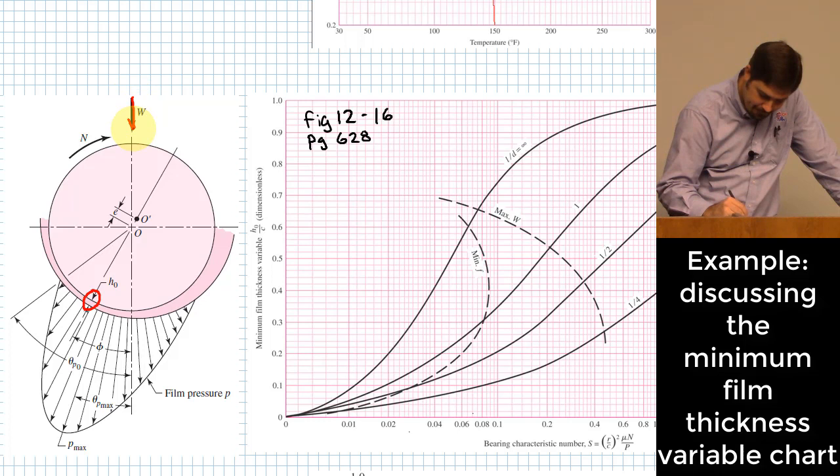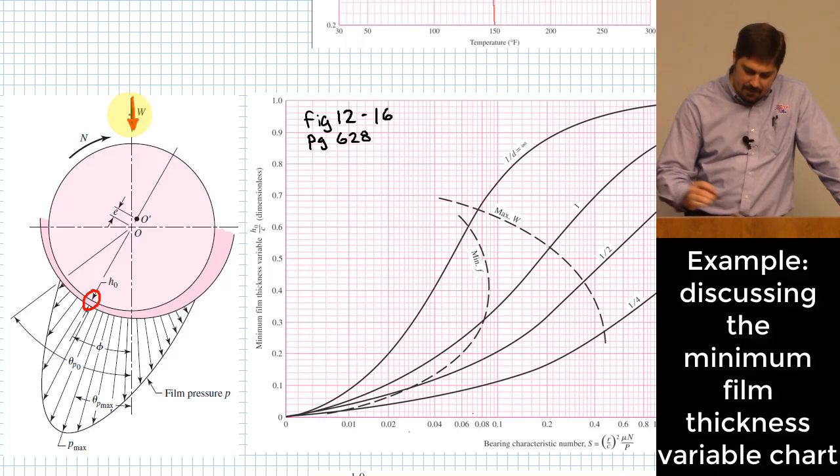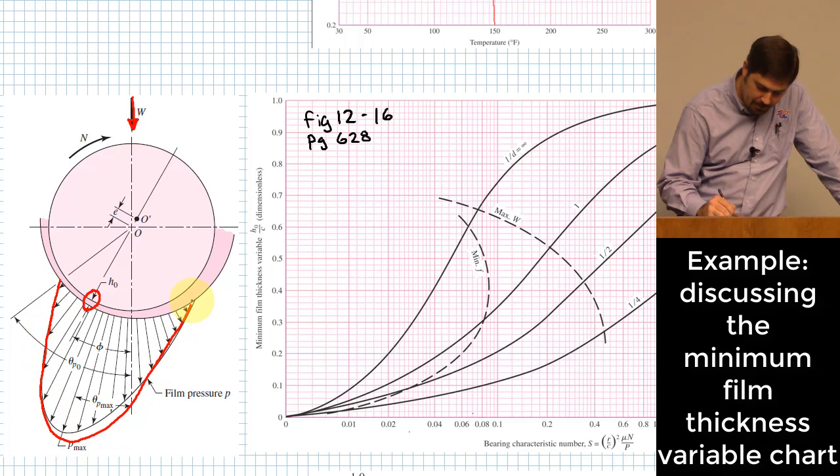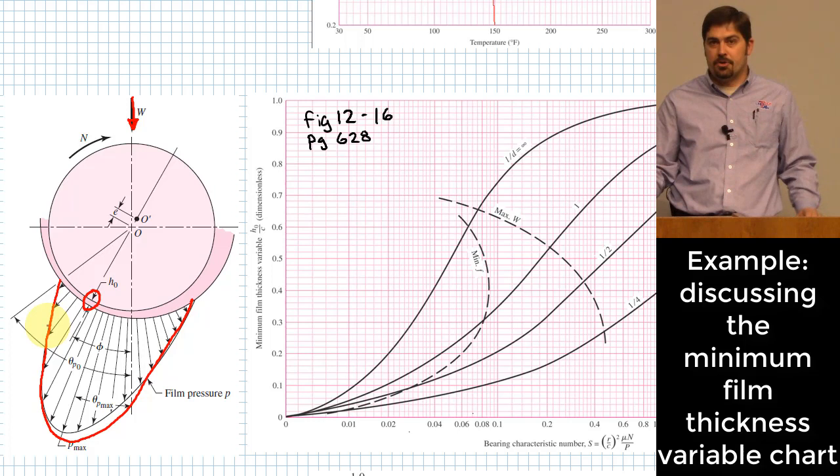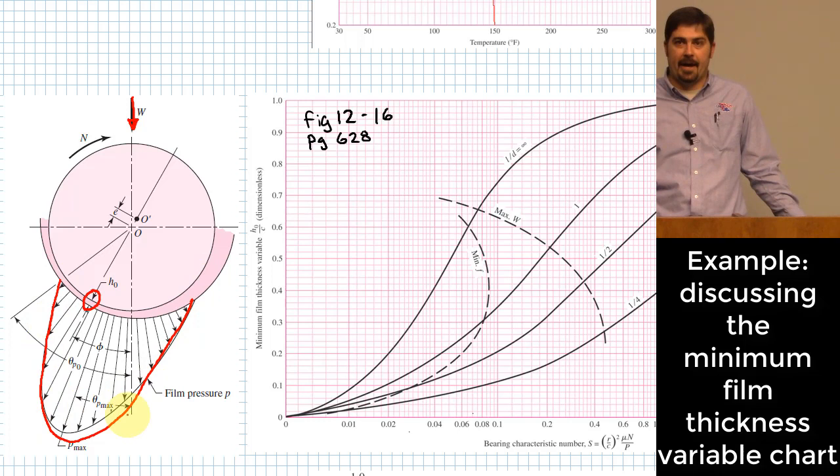And as that happens, this curve right here gives you the distribution of pressure. The direction of those arrows shows you the distribution of pressure on the bushing side. But that is what creates the ability to react against the load that's put on the journal. It's the fact that we have this asymmetric pressure distribution that happens along one side of the journal.